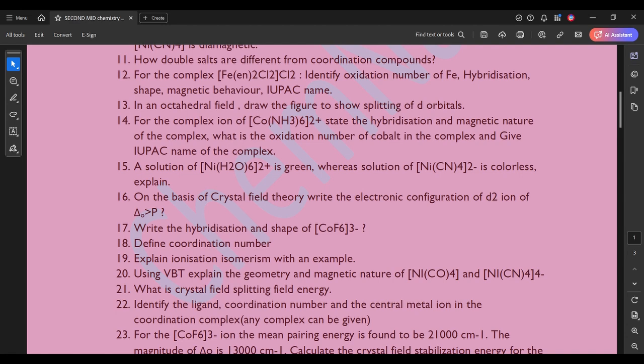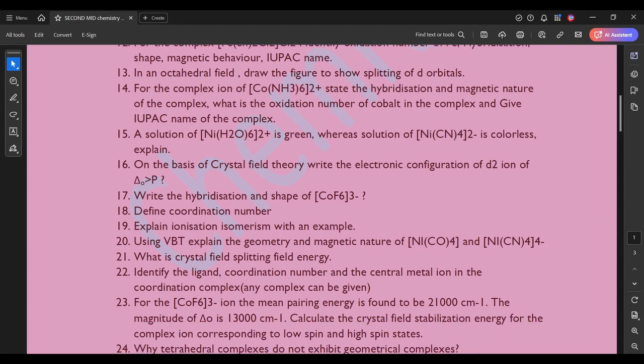So this can be asked in both 3 marks as well as 5 marks. What is crystal field splitting energy? This is 2 marks. Then identify the ligand, coordination number, and central metal ion in the coordination complex. So any complex can be given, and they will ask to identify the ligand, write the oxidation state, coordination number, and central metal ion. So this can be asked in 3 marks.